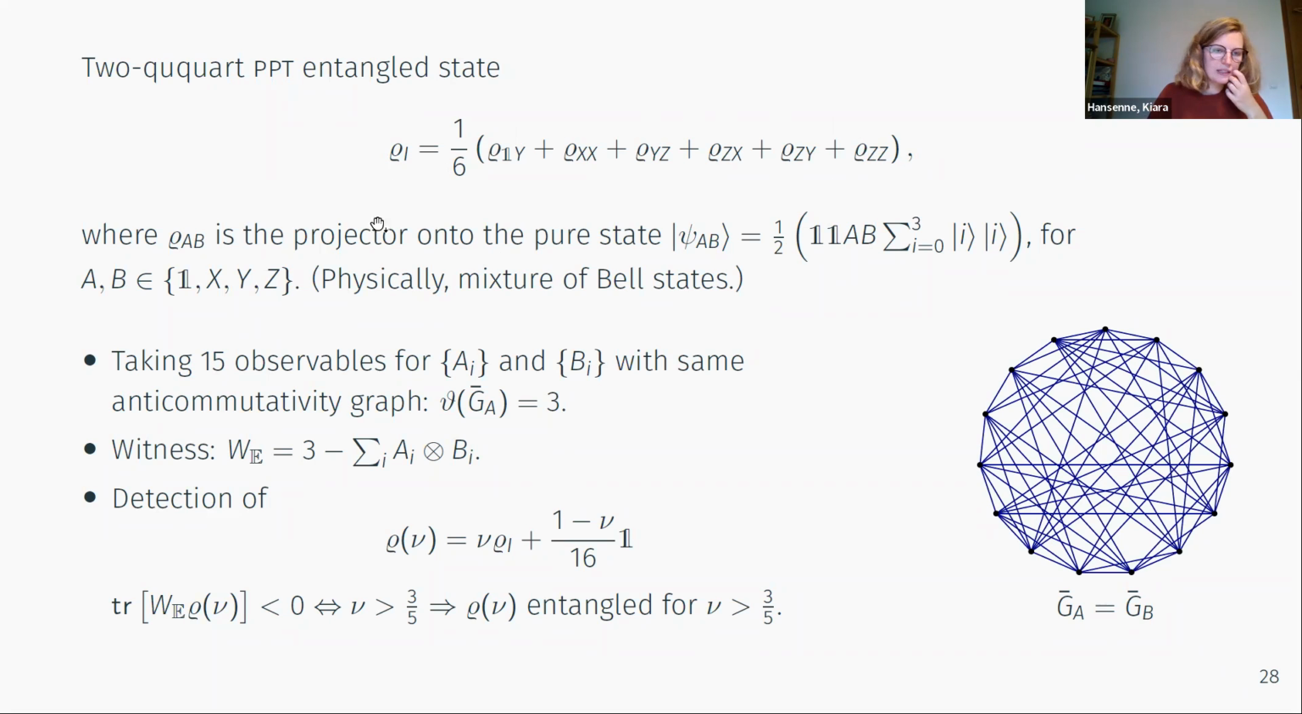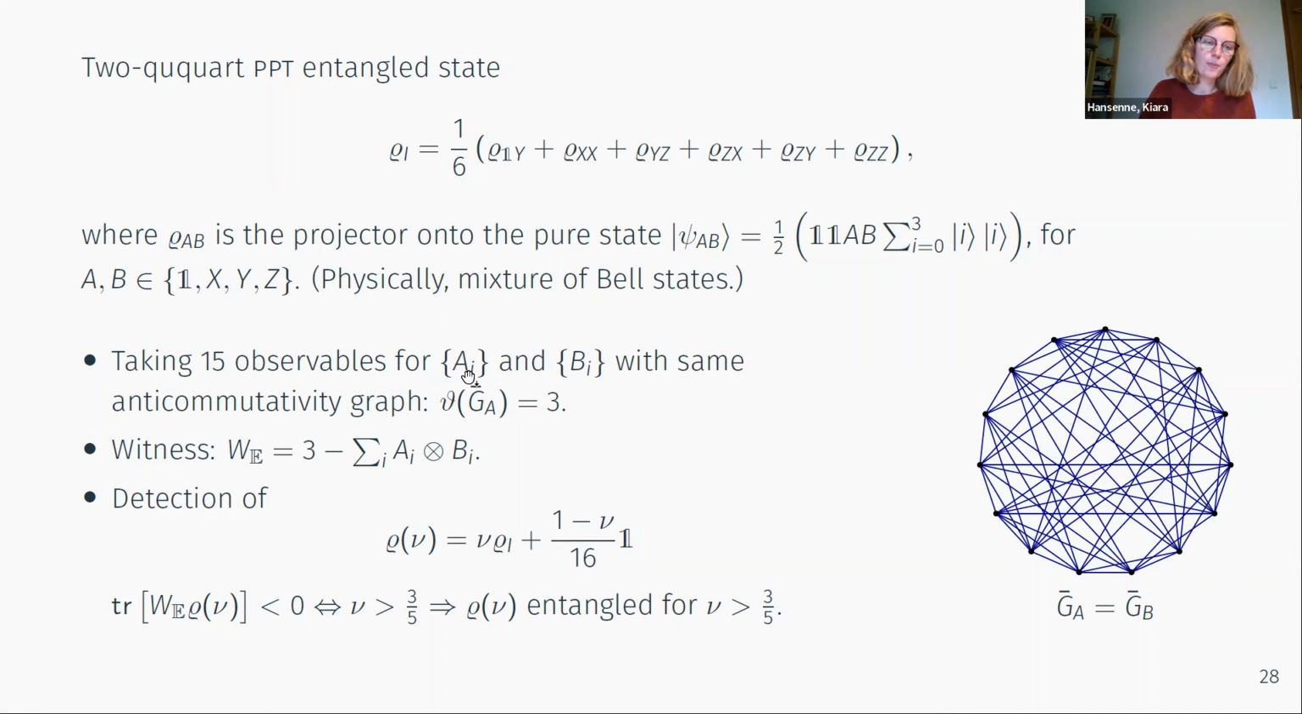So now what we did is that we took two sets of observables, the set A and the set B, and we took 15 observables for A and 15 for B. And then we computed their anti-commutativity graph, and they happen to be the same. So this is the graph here. I didn't write down the observables because they were very ugly, so I just wrote the anti-commutativity graph so that we have an idea. So A and B are not the same observables, but they happen to have the same anti-commuting relations. Meaning that if they have the same anti-commutativity graph, they have the same Lagrange number.